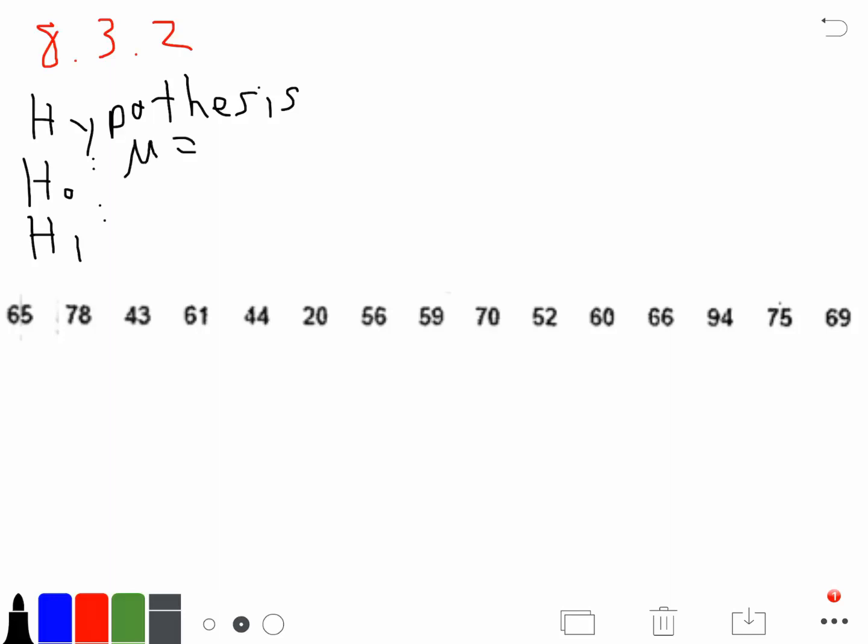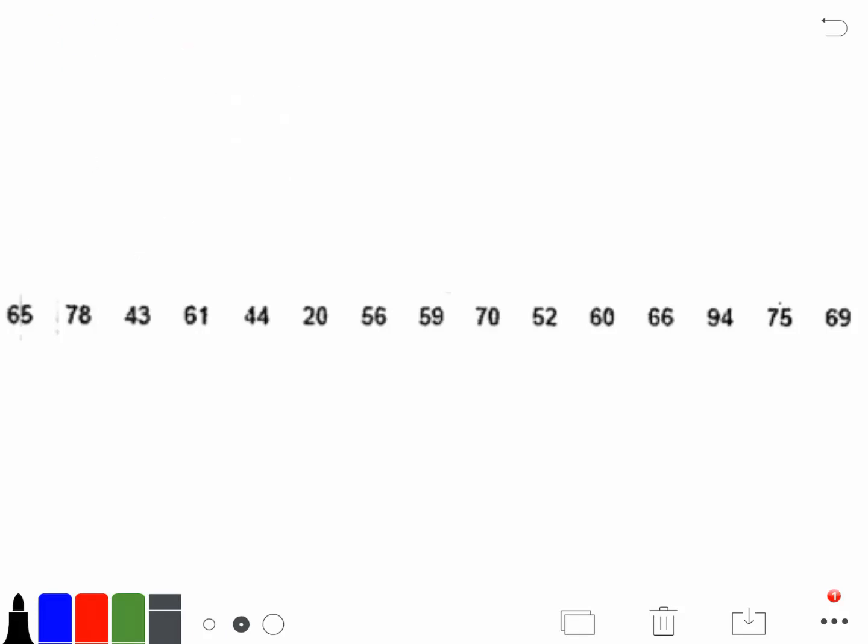Now the null always has an equal sign with it. So we're going to say that for our null, mu is equal to 60, and our alternative would be mu does not equal 60, because we're trying to see if there's a difference, if they're actually close to that minute mark. With the hypothesis test out of the way, next our test statistic.